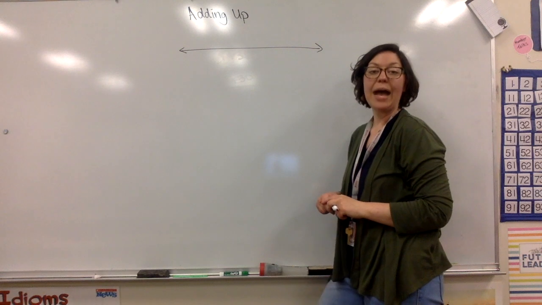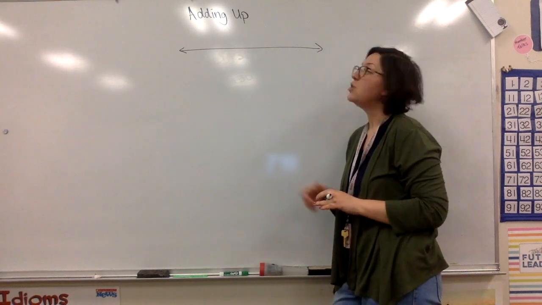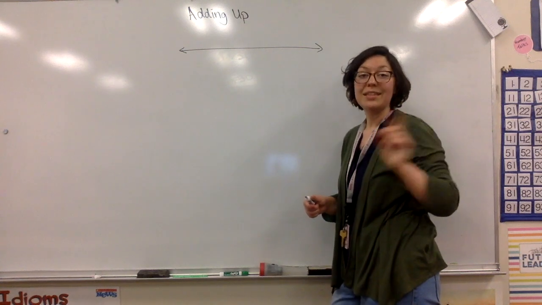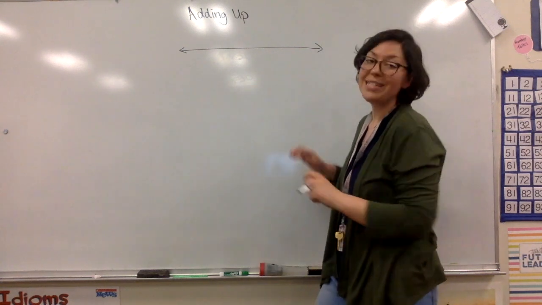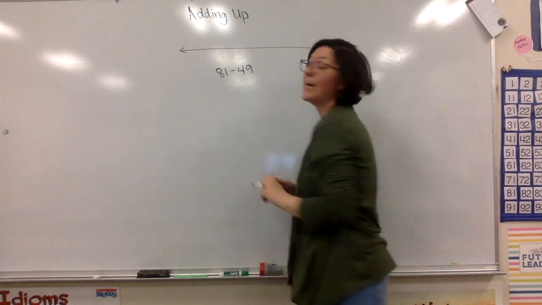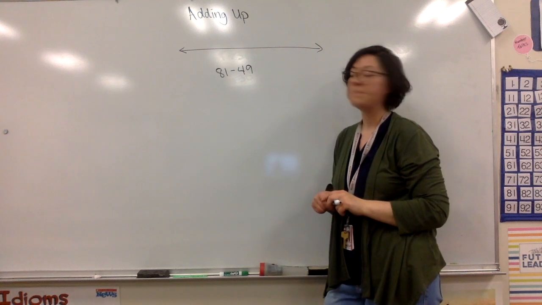All right, so I'm going to give you a subtraction problem, and together we're going to work through it using a new strategy that's going to look very similar to last week's strategy. Okay, so we're going to have 81 minus 49. That is what we're going to work through on our open number line.